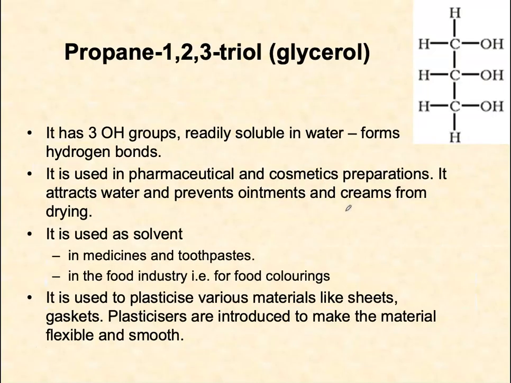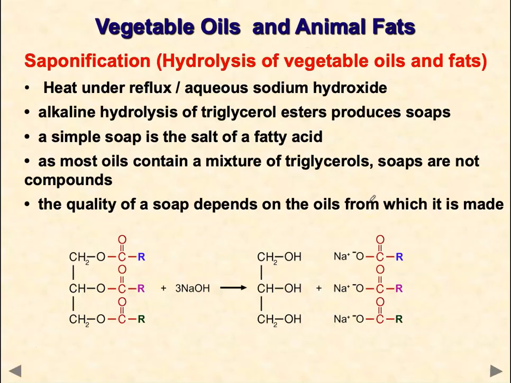Propane-1,2,3-triol has 3 OH groups, so it's really soluble in water, forms hydrogen bonds. It's used as a solvent in medicines and toothpaste, and please note it's used in cosmetic preparations because it prevents the ointments from drying out. Vegetable oils and animal fats continued.